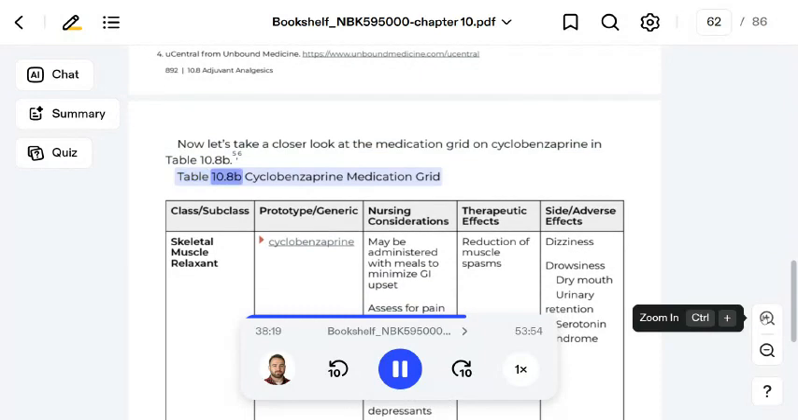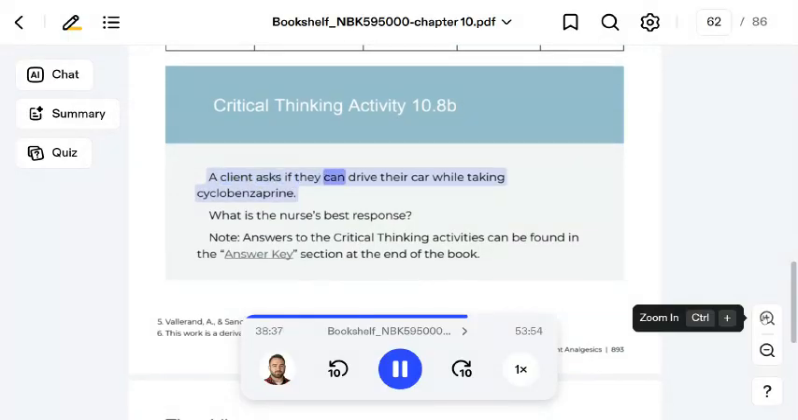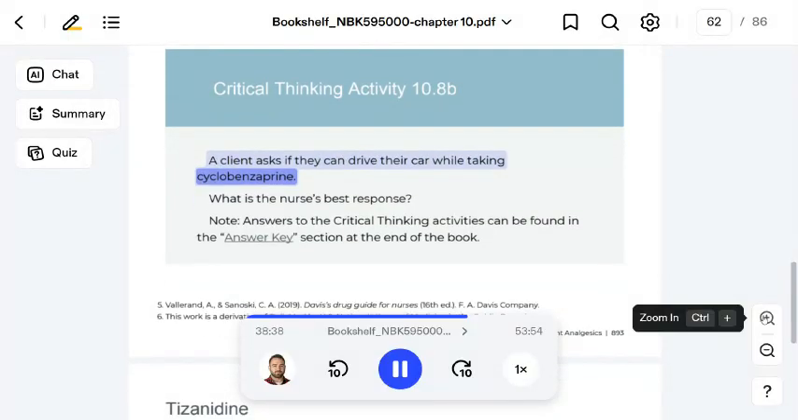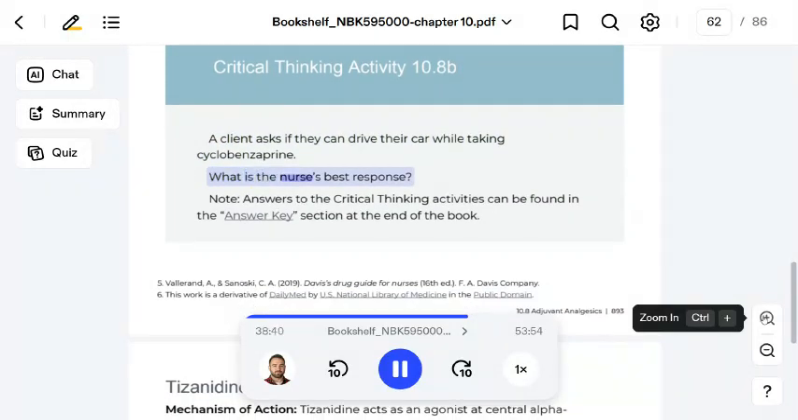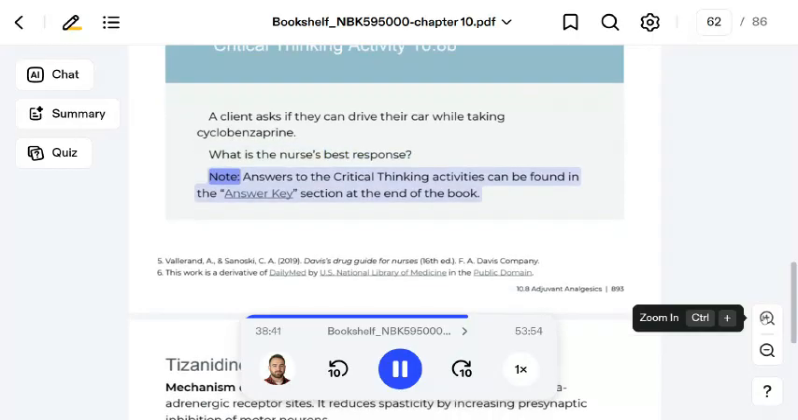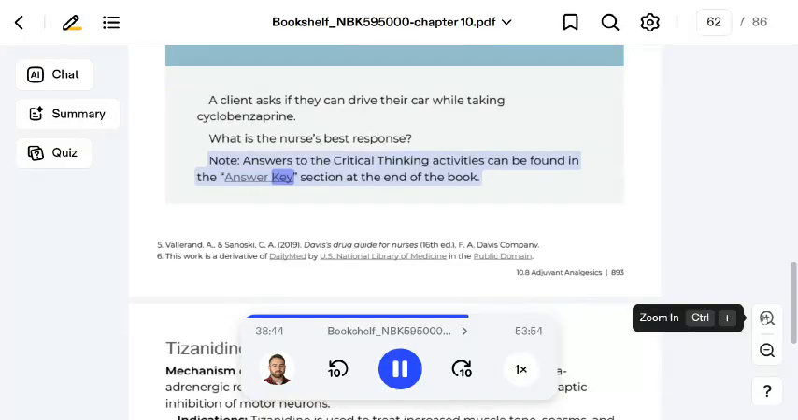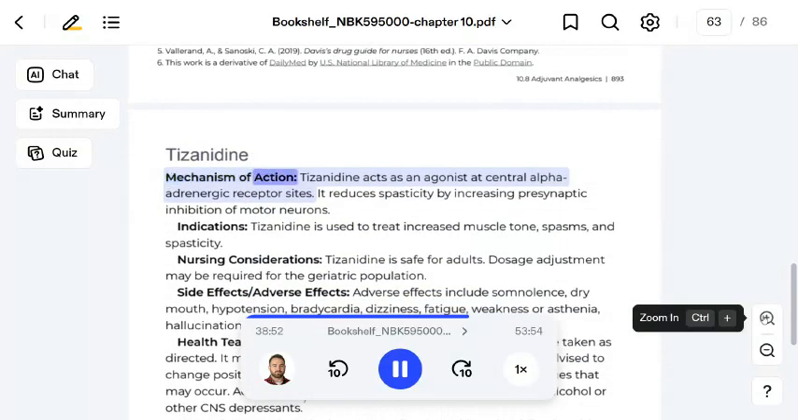Table 10.8b, cyclobenzaprine medication grid. A client asks if they can drive their car while taking cyclobenzaprine. What is the nurse's best response? Note: answers to the critical thinking activities can be found in the answer key section at the end of the book.